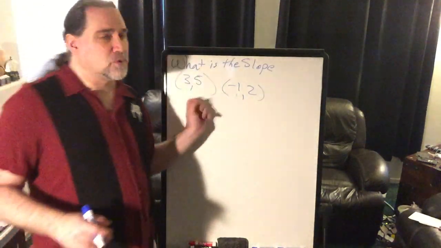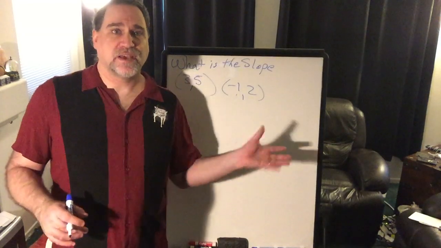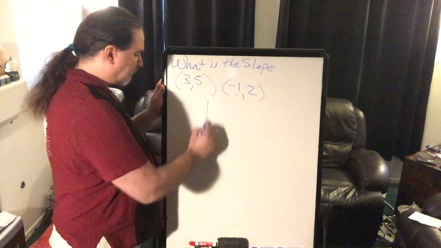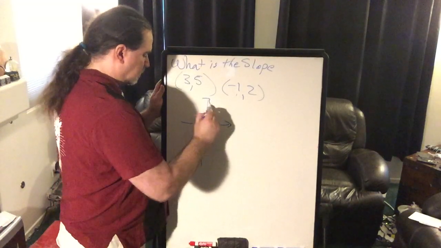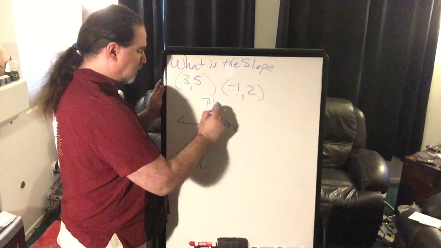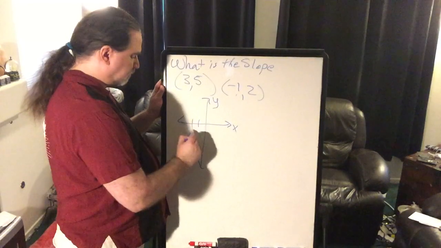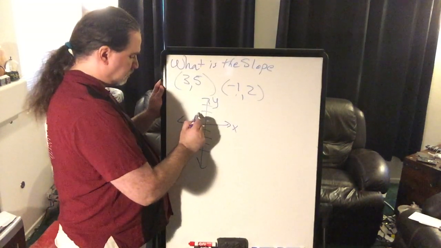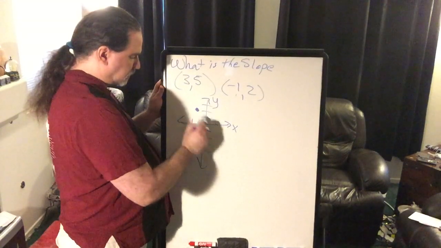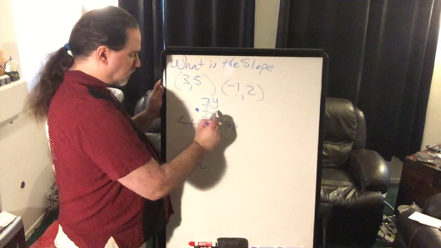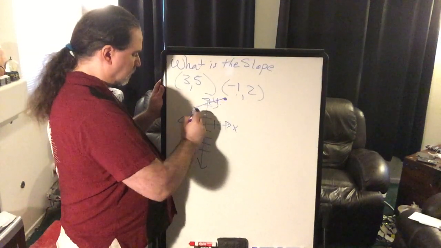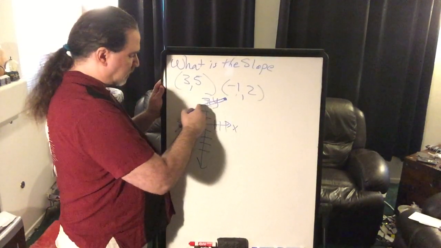Now you have 2 options with this. If the numbers are small, like these, you can always put them on a graph. We know how to plot points. We have -1, comma 2. That's right here. And then 3, comma 5 is right here. And we'll just connect those 2 dots.